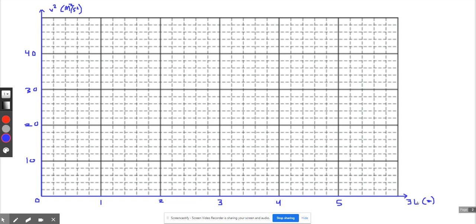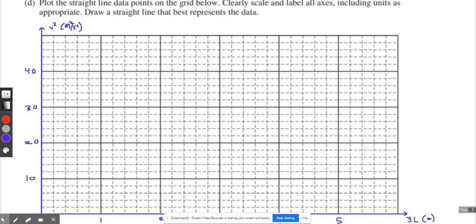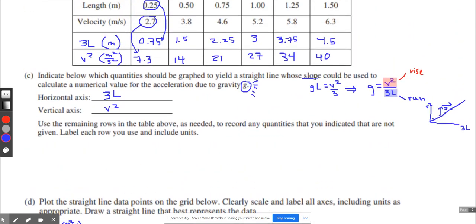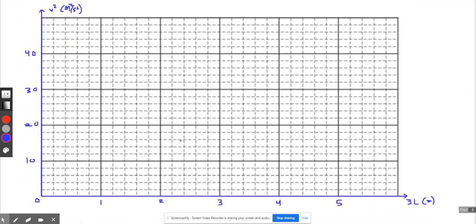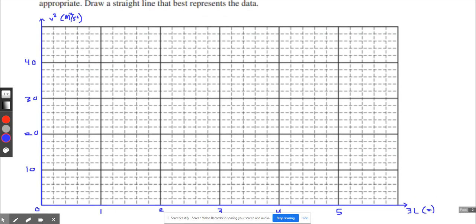3L for the horizontal axis, and show meters in parentheses for the units. And for my v squared, my vertical axis, it looks like it could just go by tens, and I could have a good spread. So I got 5 lines here: 10, 20, 30, 40. I should be able to use the bulk of the area with that.